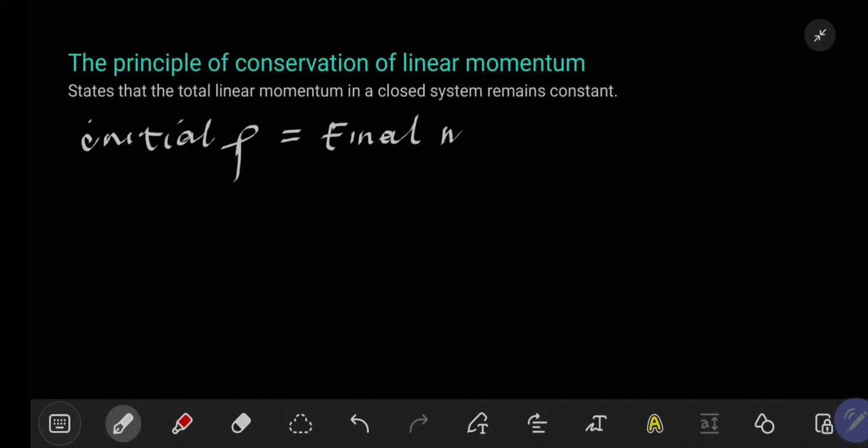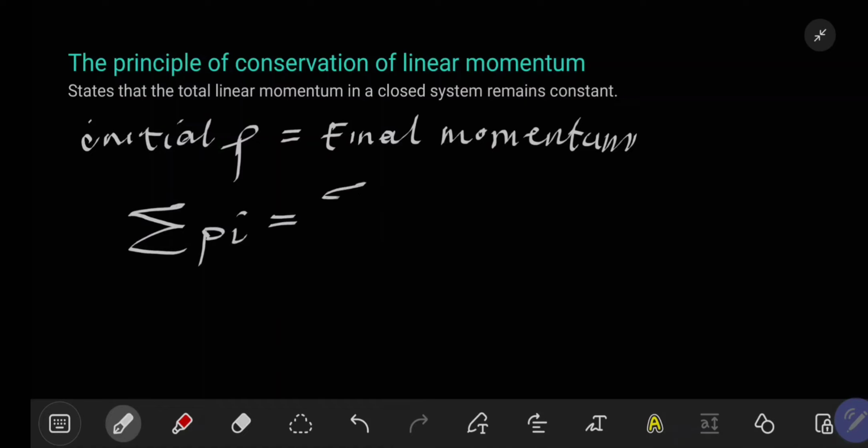This means that the total momentum of a system before interaction is equal to the total momentum after the interaction, provided that there are no external forces involved. Symbolically, when we talk of the conservation of linear momentum, we say that the sum of the initial momentum must be equal to the sum of the final momentum of that interaction.